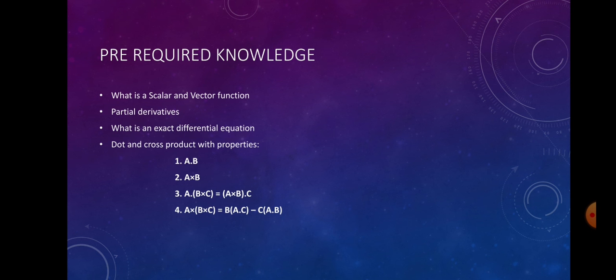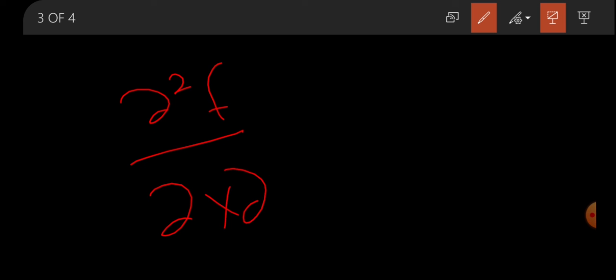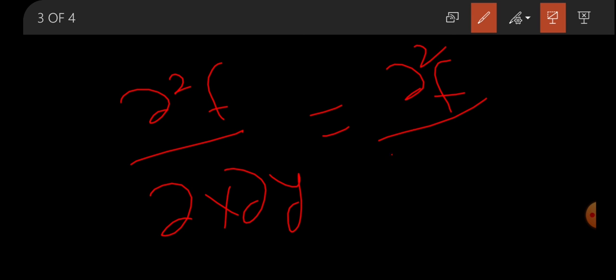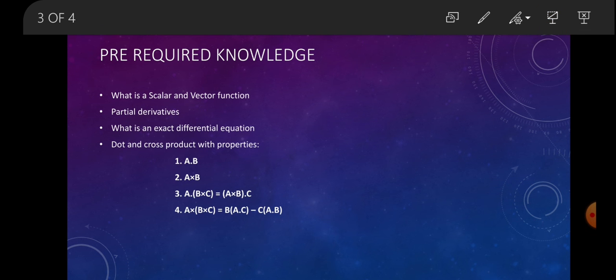Applying partial derivatives to a function. Some differential properties for continuous functions, like del square f upon del x del y equals del square f upon del y del x, which is essentially only applicable for continuous functions, and some properties about exact differential equations.